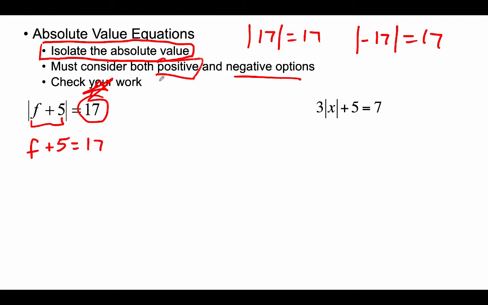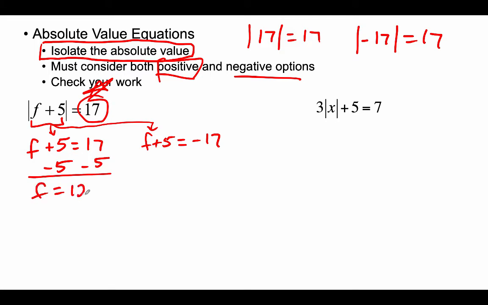That's the positive one. I also have to extract this and say that f plus 5 could be equal to the negative 17. So we have to write two equations here. Notice, I do not write the absolute value after I take it apart. And now I solve the equation the same way we did yesterday.